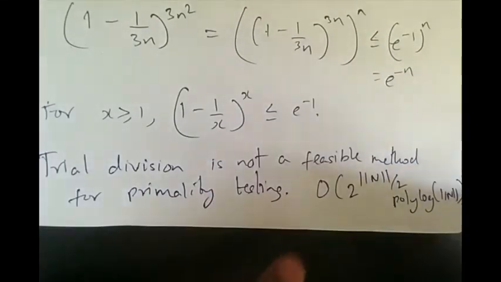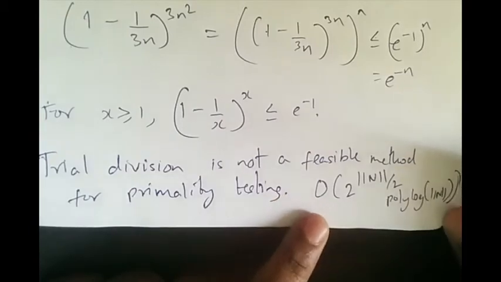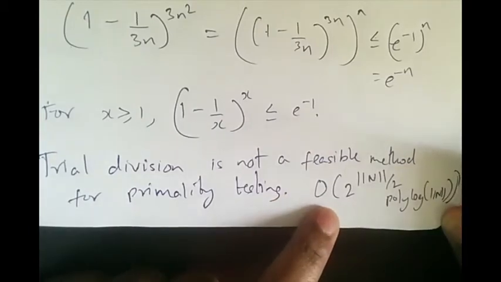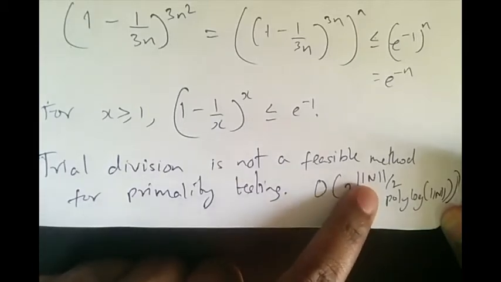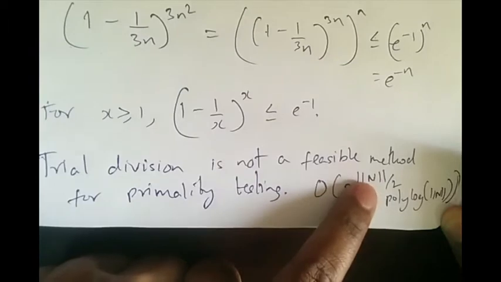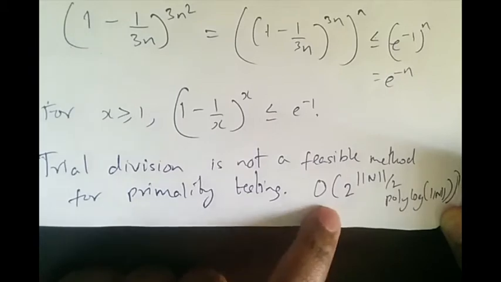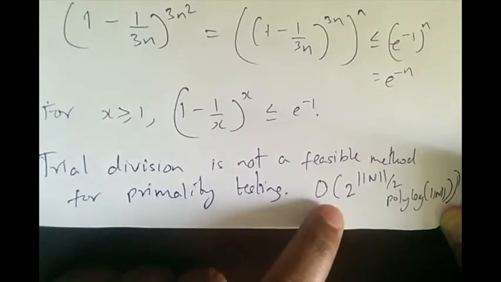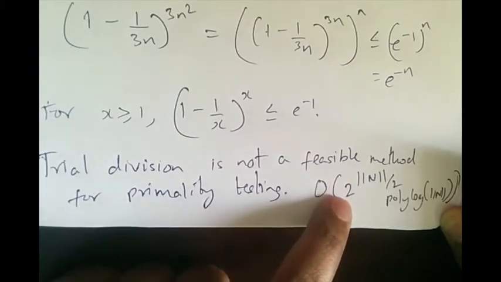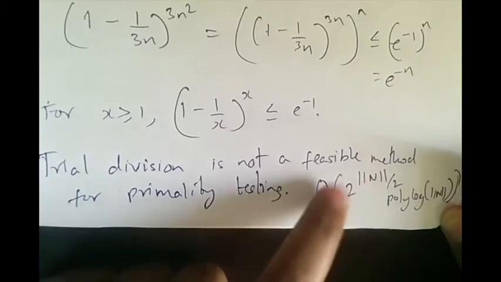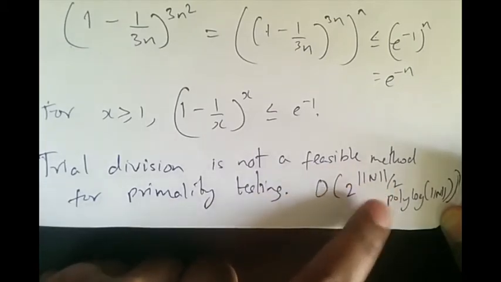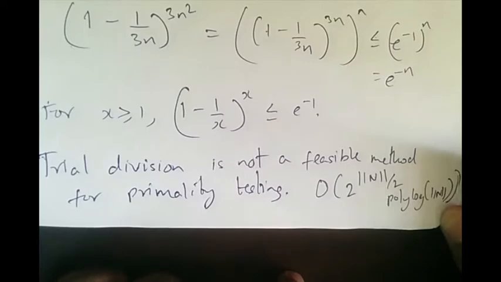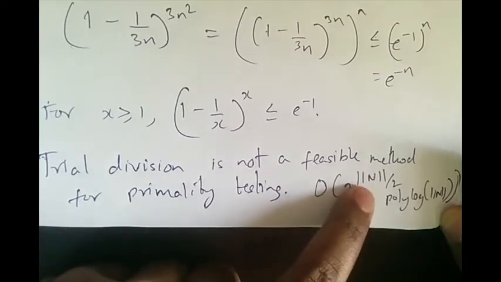In the last lecture we said that if capital N is the integer you want to check, whether capital N is a prime or not, then the running time of trial division is, in the worst case, exponential in the bit length of N, where the double bar means the number of bits needed to express this integer in binary form.